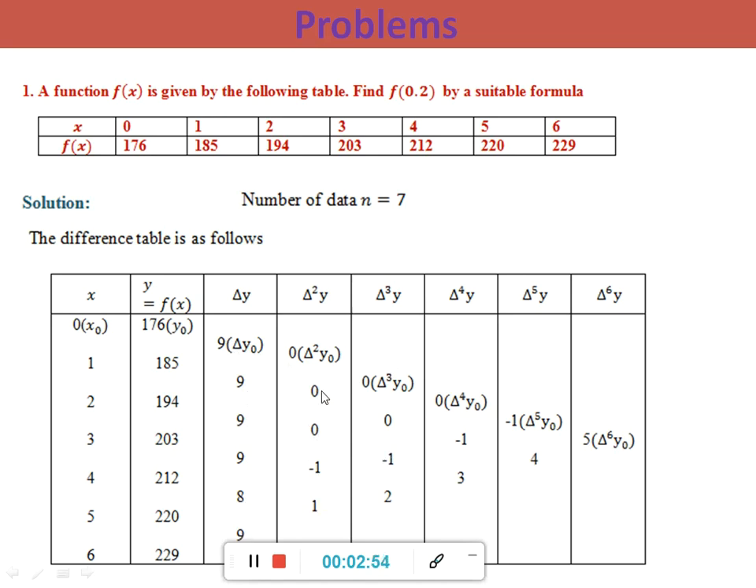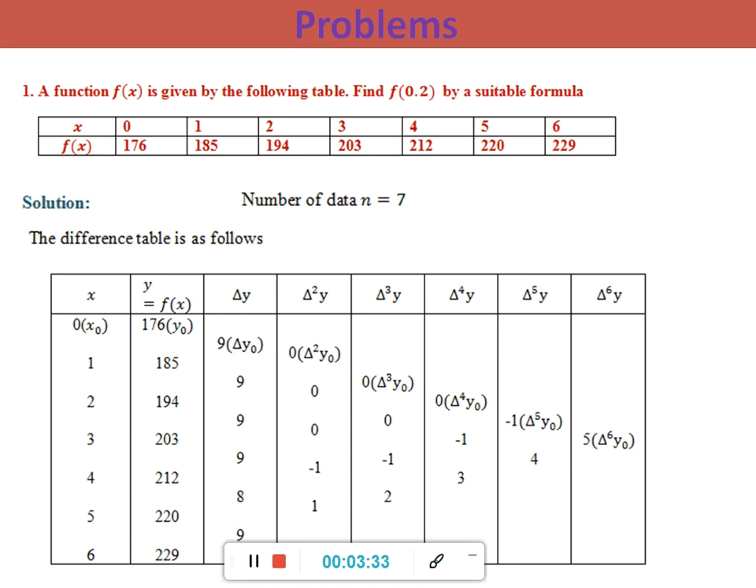Similarly, the third order difference, second value minus first value. 0 minus 0 is 0. Similarly, 0 minus 0 is 0, minus 1 minus 0 is minus 1, 1 minus of minus 1 is 2. Similarly, the fourth order difference: 0 minus 0 is 0, minus 1 minus 0 is minus 1, 2 minus of minus 1 is 3. Similarly, for the fifth order difference: minus 1 minus 0 is minus 1, 3 minus of minus 1 is 4, 4 minus of minus 1 is 5. Okay, so this is the way to find the difference table.